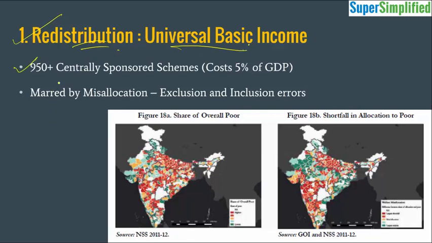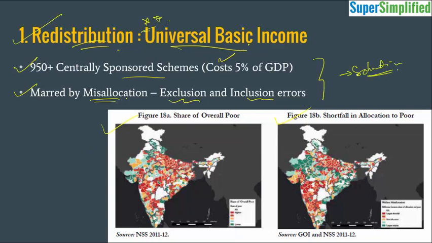It says that there are around 950 plus centrally sponsored schemes which cost 5% of GDP to the government, right? And the problem here is there's a lot of misallocation going on because there is an exclusion and inclusion error. Exclusion because a lot of genuine, deserving people are not in the beneficiary list of the government, and inclusion error because a lot of people who don't deserve those benefits are actually receiving them. We have seen already that the poorest districts in the country are actually the most neglected districts. So now what is the solution for this problem?